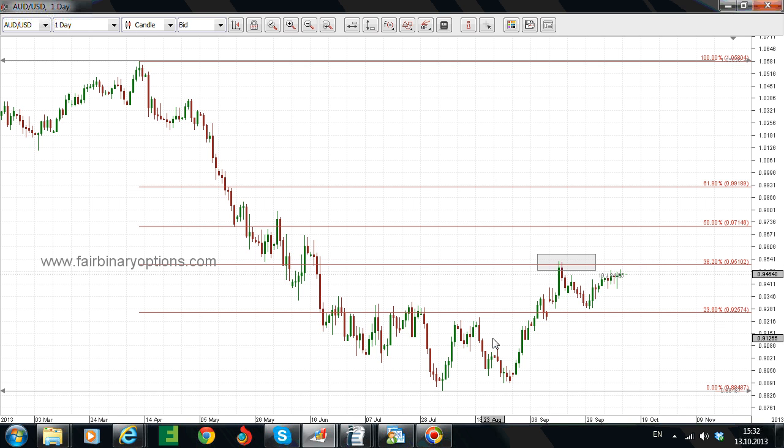Now, any rejection from the 38.2 may mean that this is a fourth wave, as fourth waves usually travel to the 38.2 area. If it goes bigger than 38.2, if it goes to 50% here, then it is most likely not a fourth wave, as fourth waves rarely travel beyond the 50% level.